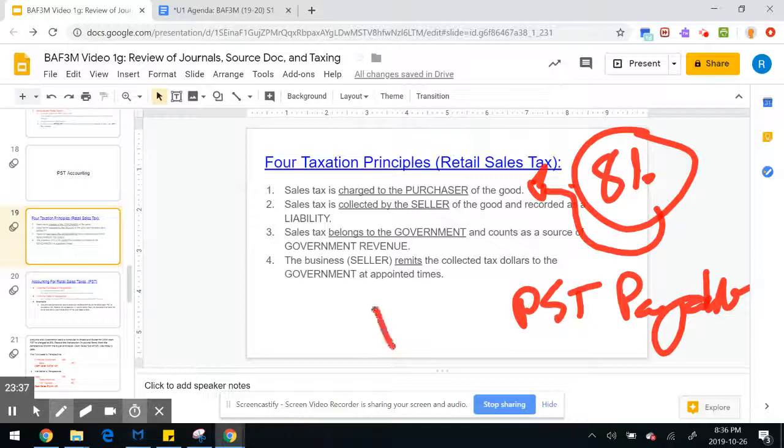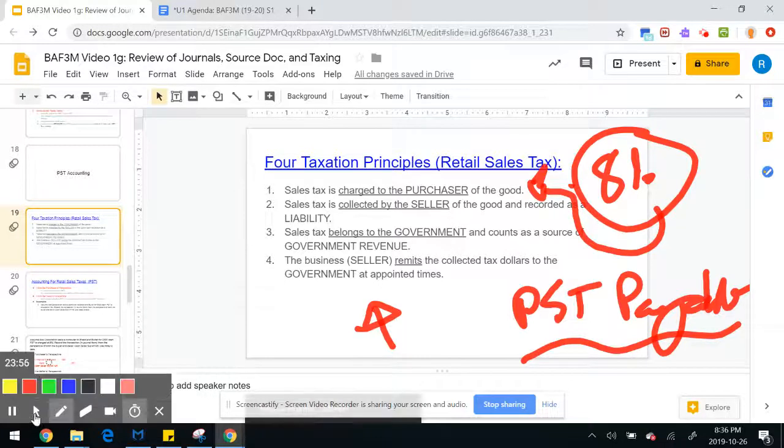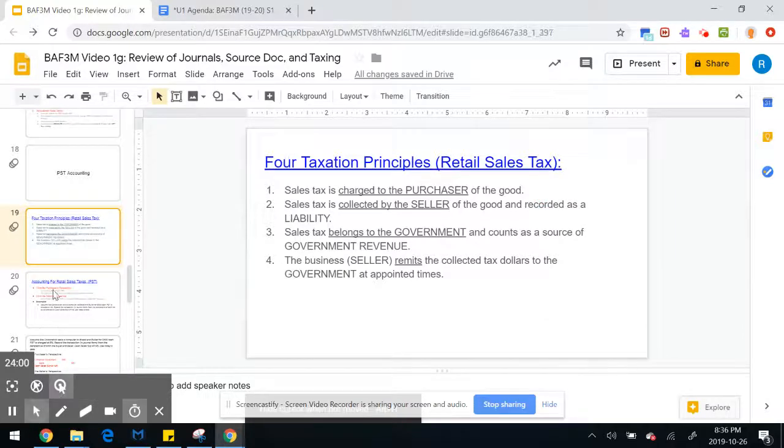Okay. And rule number 4 is the business, the seller, at given points, usually the middle of the month, we remit this tax back to the government. In other words, we take all of our PST payable we've collected, and we just pay it. So we would pay the money, we would credit bank and debit the payable account to get rid of it at the end of the month. So I'm going to go through that as well, just at the very end. The last thing I'll talk about in this video is just a quick slide showing you how that remittance looks.